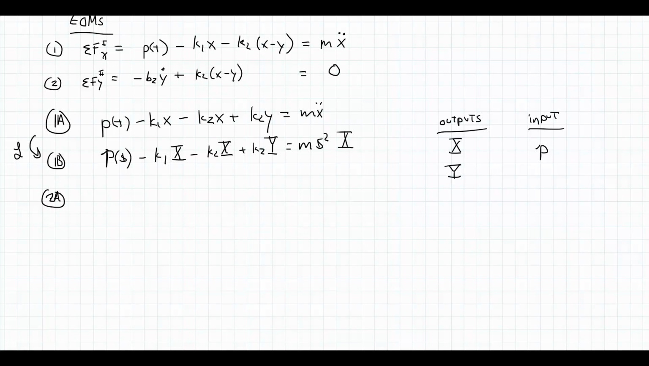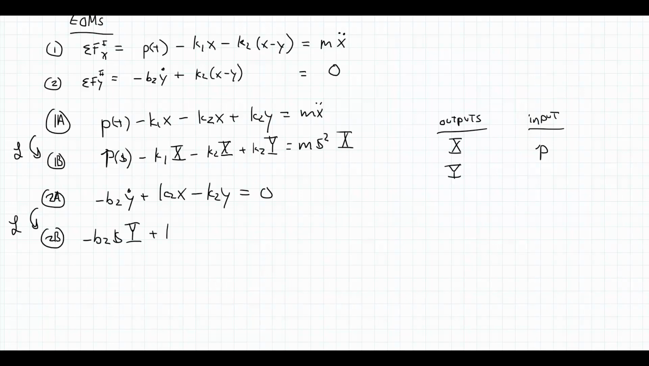as 2a, where I will distribute out that k2 term, so plus k2x minus k2y equals 0, and then make 2b, where again that's going to be the Laplace transform of 2a, so minus b2s times y plus k2x minus k2y equals 0.